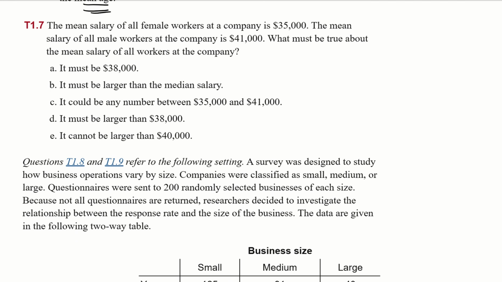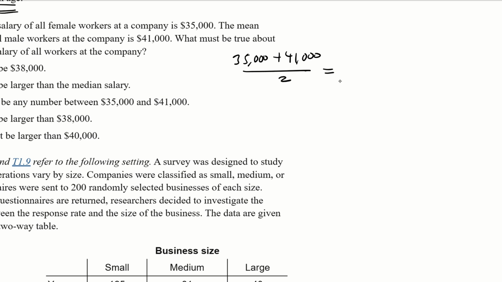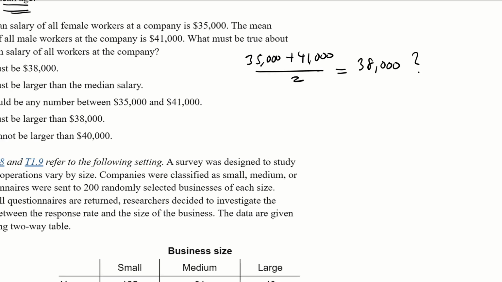Okay, so 1.7. It says the mean salary of all female workers at a company is 35 grand. The mean salary of all male workers at the company is 41 grand. What must be true about the mean salary of all workers in the company? So what can we infer from this information? Can we infer, for example, that if I did 35,000 plus 41,000 and divided that by 2, my average is going to be 38,000? Is that necessarily going to be true?